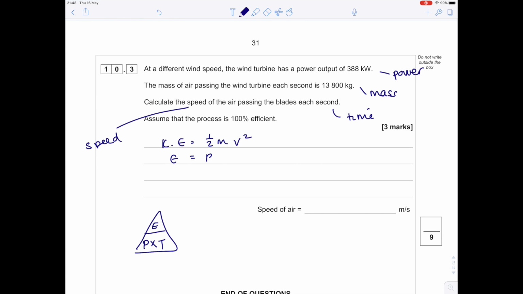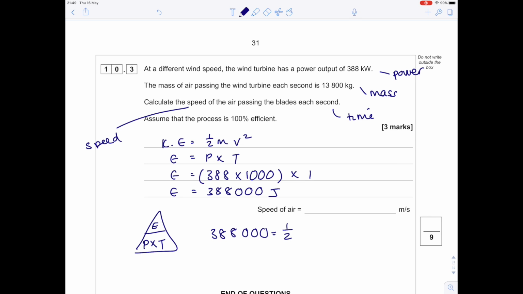So energy equals power times time. The power is 388 kilowatts, which we times by 1,000 to convert into watts, and then times by the time, which is just 1 second. So there we have our KE equals half of the mass, which we've been told is 13,800, and then we're after speed, so I'm going to keep that as v squared.